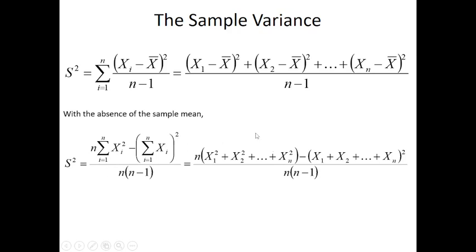So let me continue now. So we have the sample standard deviation now. That is simply the square root of s squared. So the square root of the variance is called the standard deviation.